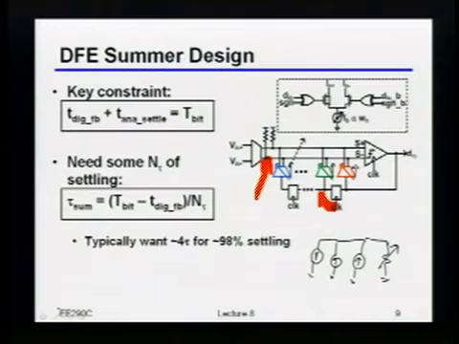Another quick question. You said that the settling of the last tap has to be 4 times smaller than the bit, the T bit there. But what do you usually set the bandwidth of the preamplifier to? Oh, you mean inside the comparator? The one in front of the comparator. This here? Yeah.